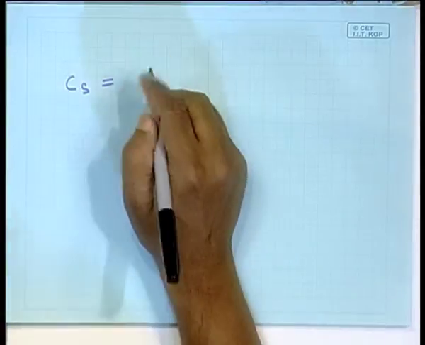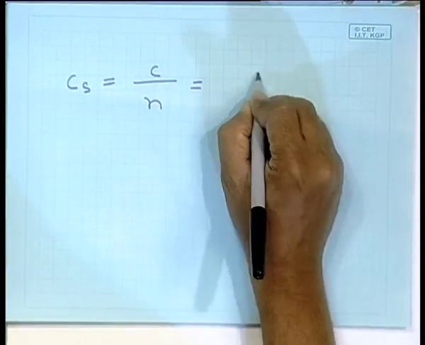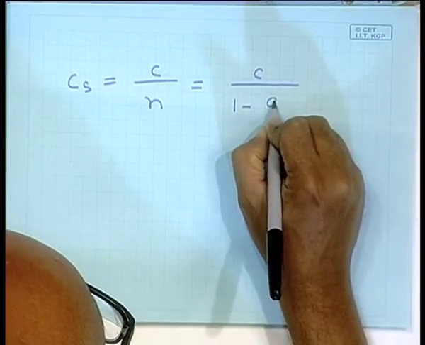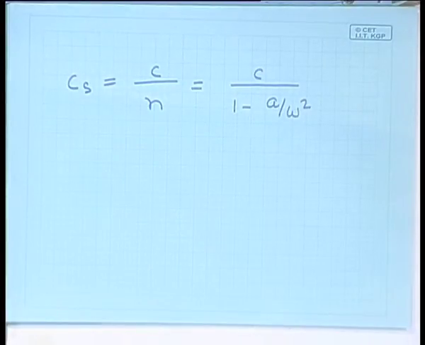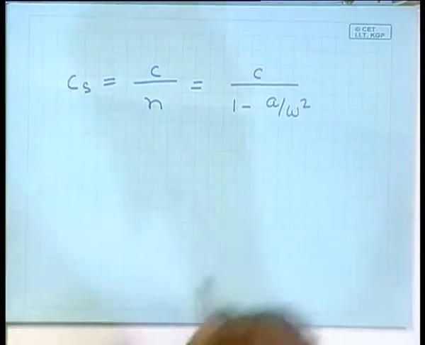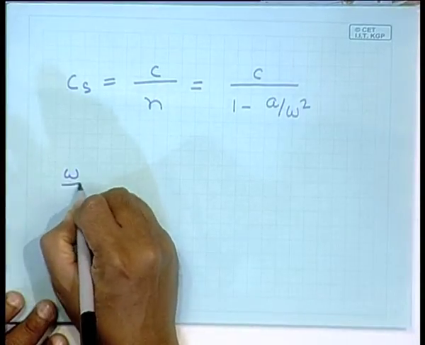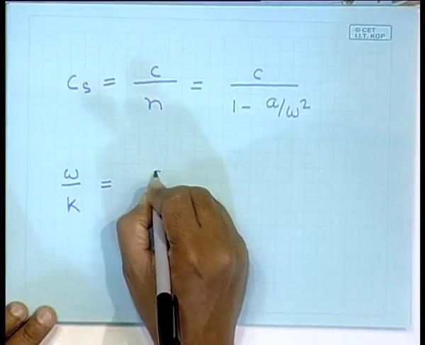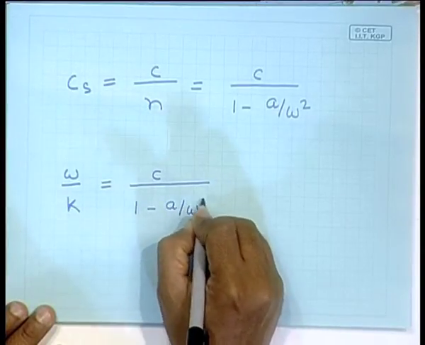The phase velocity is the speed of light in vacuum divided by the refractive index, which in this case is c divided by the square root of 1 minus a by omega square. So, that is the phase velocity for X-rays inside the medium, which is more than the speed of light in vacuum. Now, the phase velocity we know is the ratio of the angular frequency to the wave number. So, this is equal to c divided by the square root of 1 minus a by omega square.